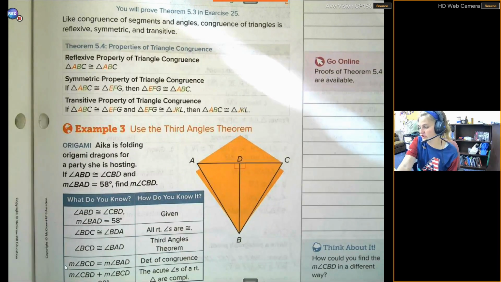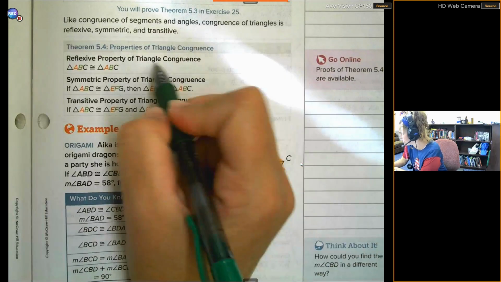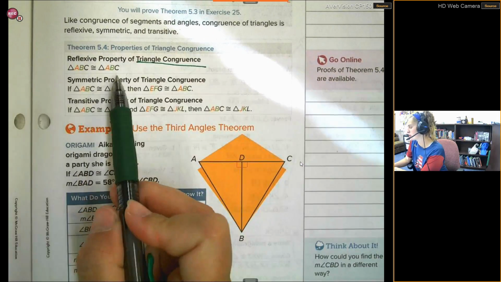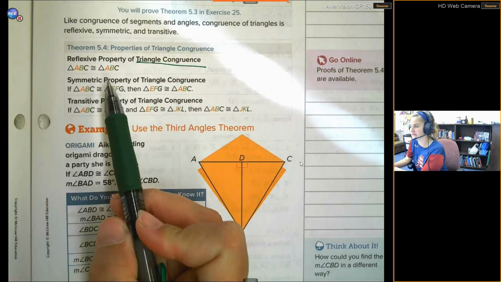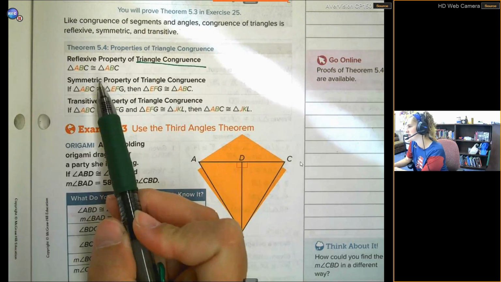Some properties of congruence which you've already heard of, but they're just going over them again. So the reflexive property of triangle congruence just means that ABC is congruent to ABC. I don't know why we have to have this, but reflexive just means identical, okay?